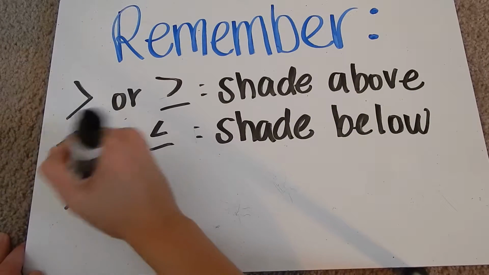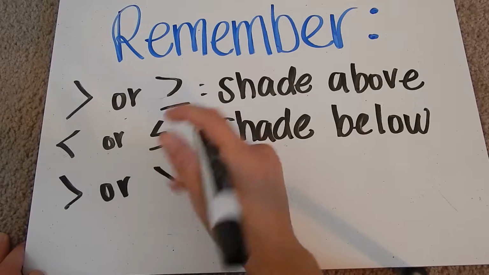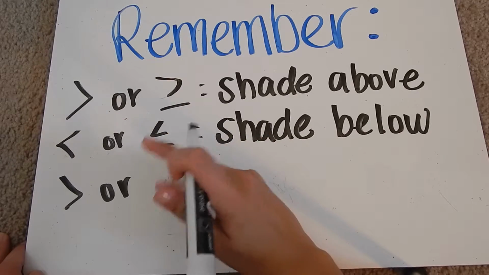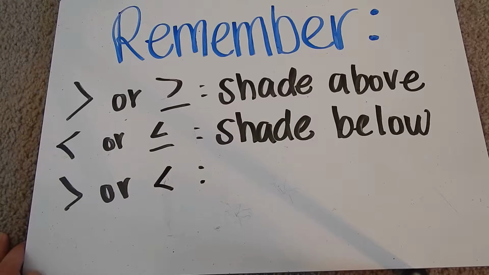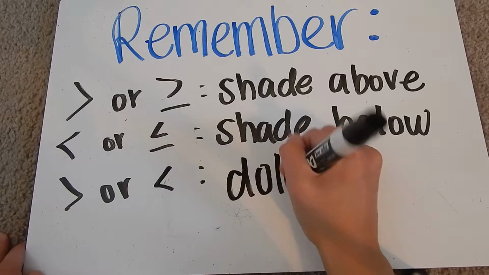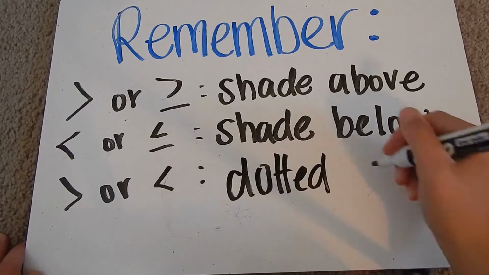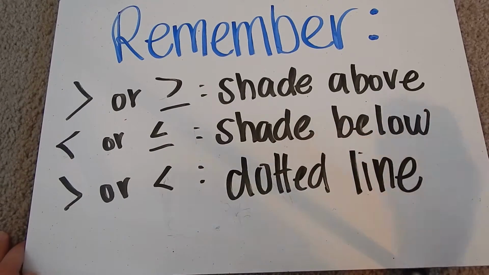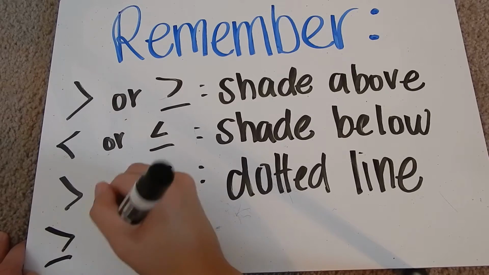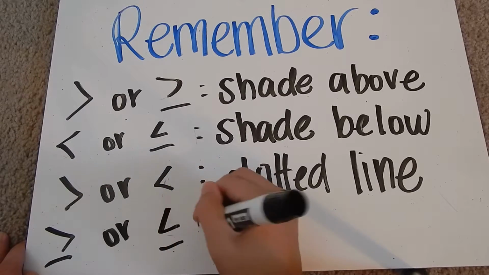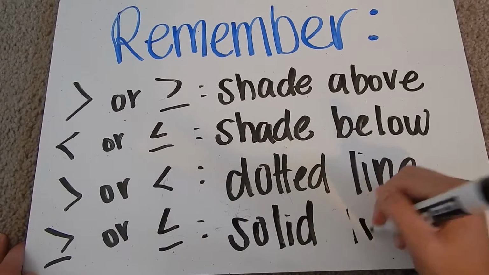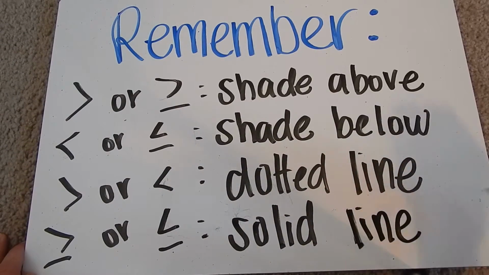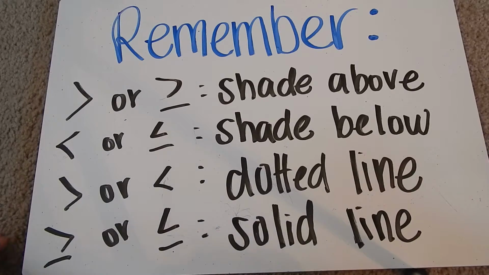If we have greater than or less than, without the equal to part, that's going to be a dotted line. If we have greater than or equal to or less than or equal to, that's going to be a solid line. So those are some things we need to keep in mind as we are graphing our inequalities.